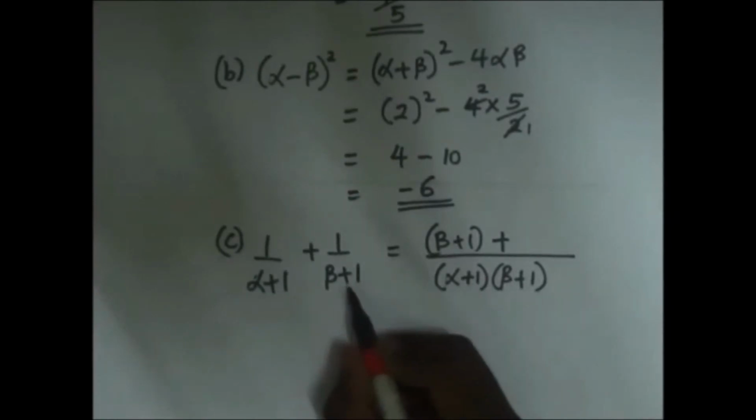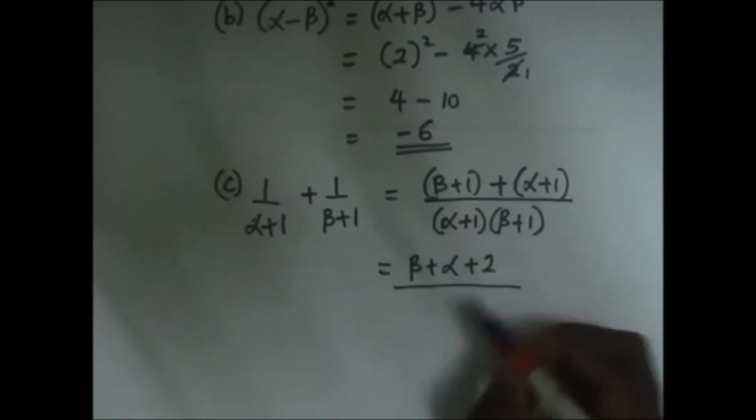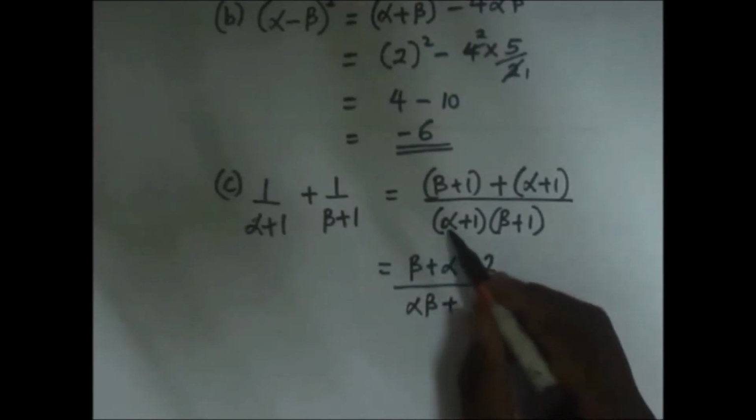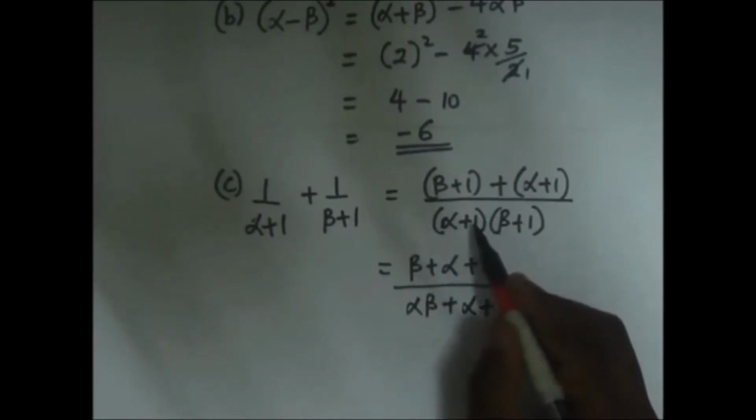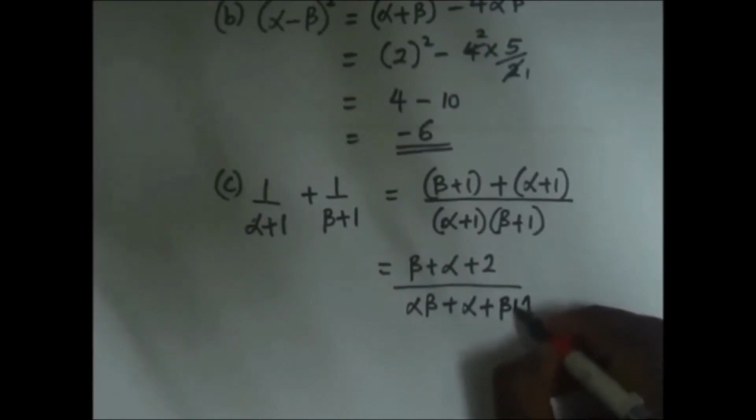So this divided by that is going to give us beta plus 1. So we have beta plus 1 up there, plus this divided by that will give us alpha plus 1. Alpha plus 1 times 1 is going to give us alpha plus 1. So we shall end up with this plus that: beta plus alpha plus 1 plus 1 is 2. Divide all that by this times that: alpha beta, plus this times that, alpha plus 1 times beta is beta, then 1 times 1 is 1, plus 1.